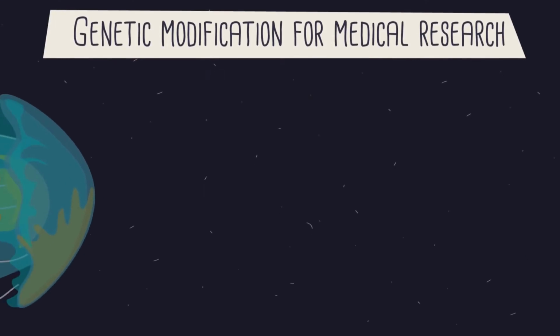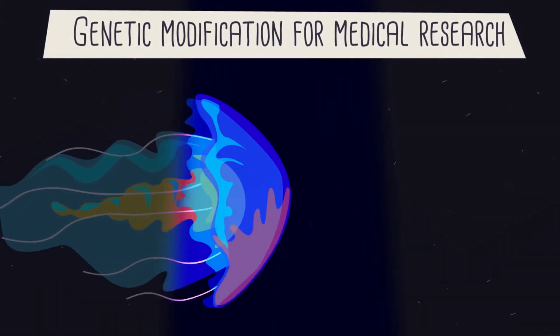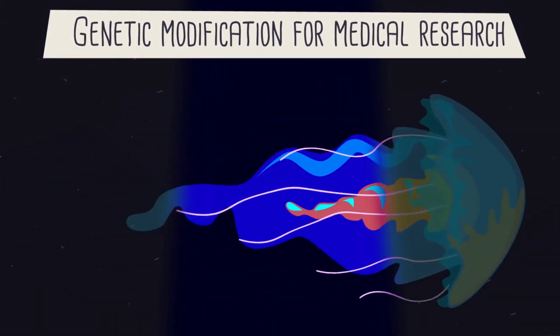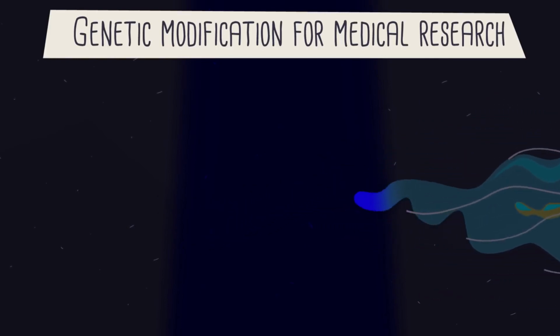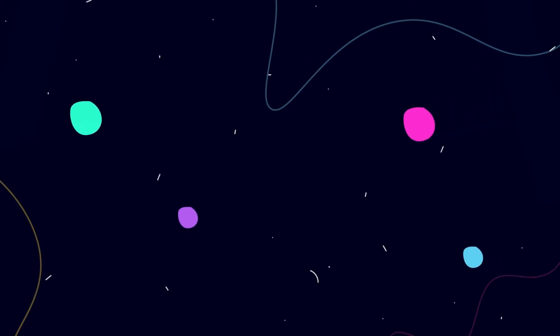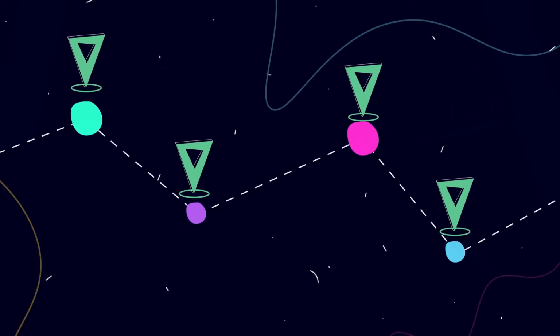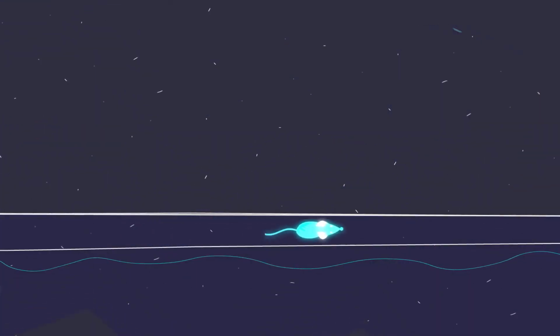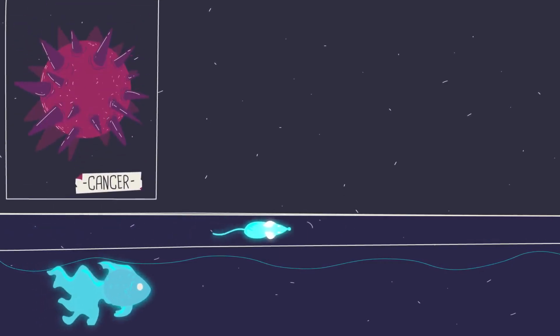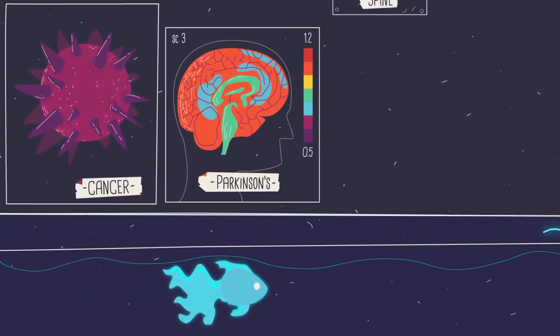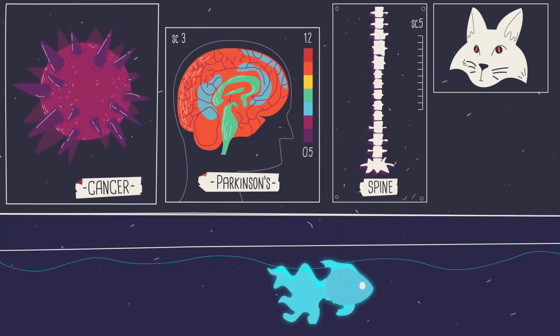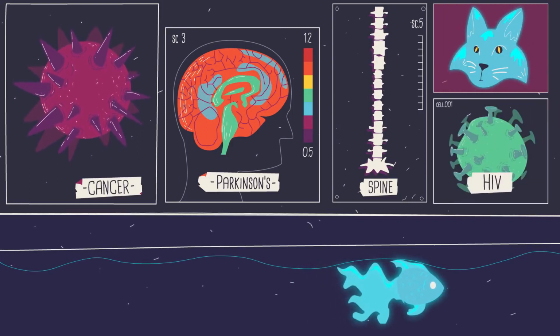Scientists have used genetic modification to introduce genes that glow under UV light, such as from jellyfish, into other animals for medical research. This may seem totally useless, but actually, being able to see certain cells in the dark has led to a lot of scientific discoveries. Glow-in-the-dark mice and fish have helped scientists make new breakthrough research into treating cancer, Parkinson's and spinal cord injuries. And glow-in-the-dark cats have been used for HIV research.